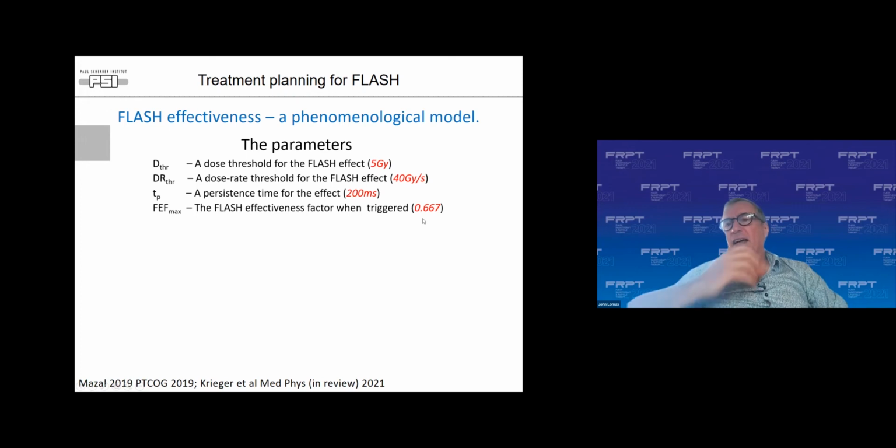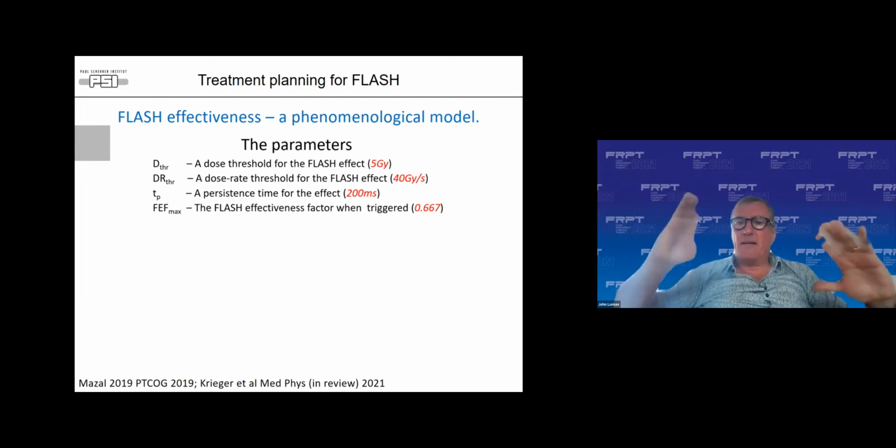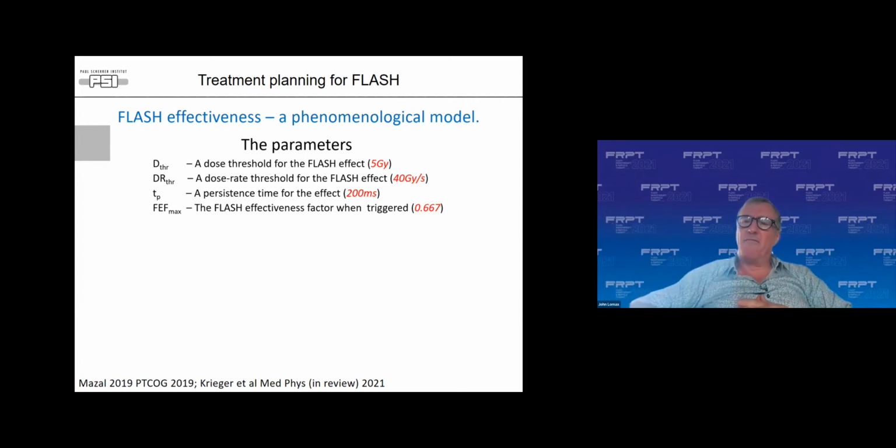And if all those things are considered, the dose applied at that voxel is then reduced by a flash effect we estimate here to be about 33%. So this is about 0.67. So this is the model. As I say, it makes no assumption about the biological mechanism. It's basically giving us a model where we can see what the flash effect could do if it has a certain magnitude.